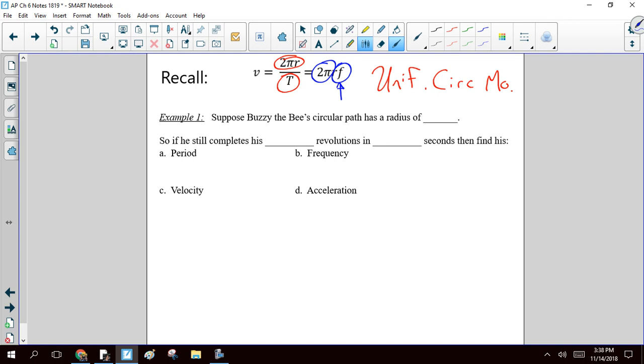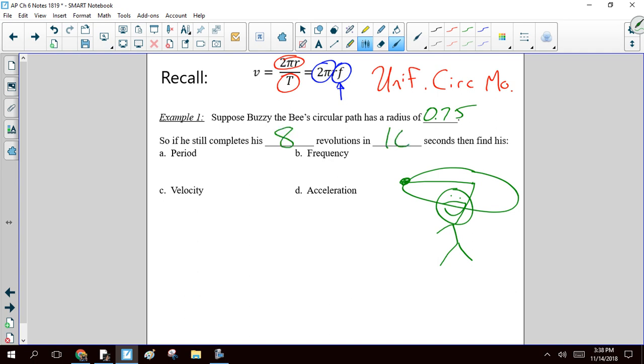All right, and so last year we did a whole bunch of examples with Buzzy the Bee. So imagine we've got, here's me, here's my arm, and then we're spinning the bee around. Here's the bee, so it's going around in a circle like this, right? And here's me, I'm happy. All right, so let's suppose that he's got a radius of 0.75 meters, and maybe he completes, let's say, 8 revolutions in 10 seconds.